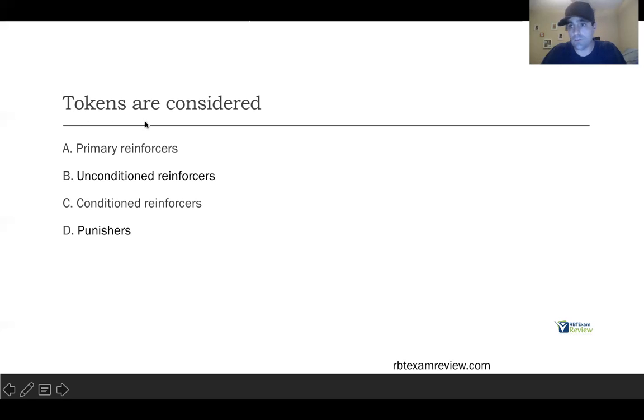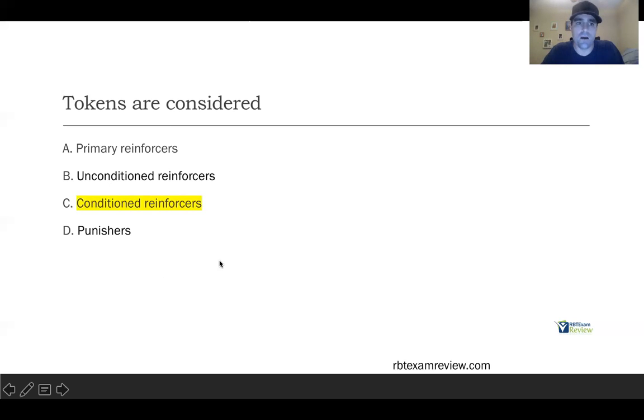Or are tokens reinforcing, okay, without any learning, right? Or do we need to learn that tokens are reinforcing? Okay, how do we do that? Well, to teach that tokens are reinforcing, you pair them with something else. Okay, so they're not primary reinforcers, right? They're not unconditioned. Okay, remember A and B are the same thing. Primary and unconditioned reinforcers are the same thing. So what are you doing? You're conditioning, okay, these tokens to be reinforcers by pairing them with breaks and food and other things. Okay, so tokens are considered conditioned reinforcers.